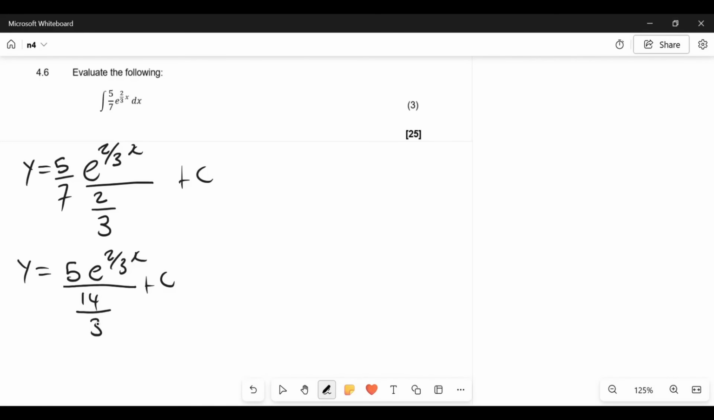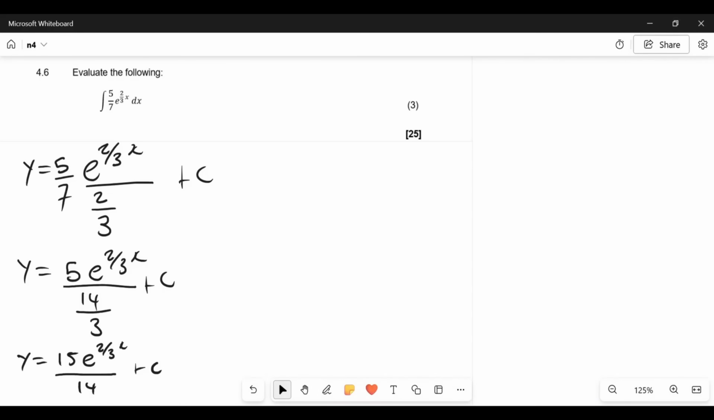So we have a fraction under a fraction. So what can we do here? We can multiply this denominator with that 5 there. So let's do it. So our final answer is going to be y is equaling to 3 multiplied by 5. This is going to give us 15 e to the power of 2 over 3x divided by 14 plus c.